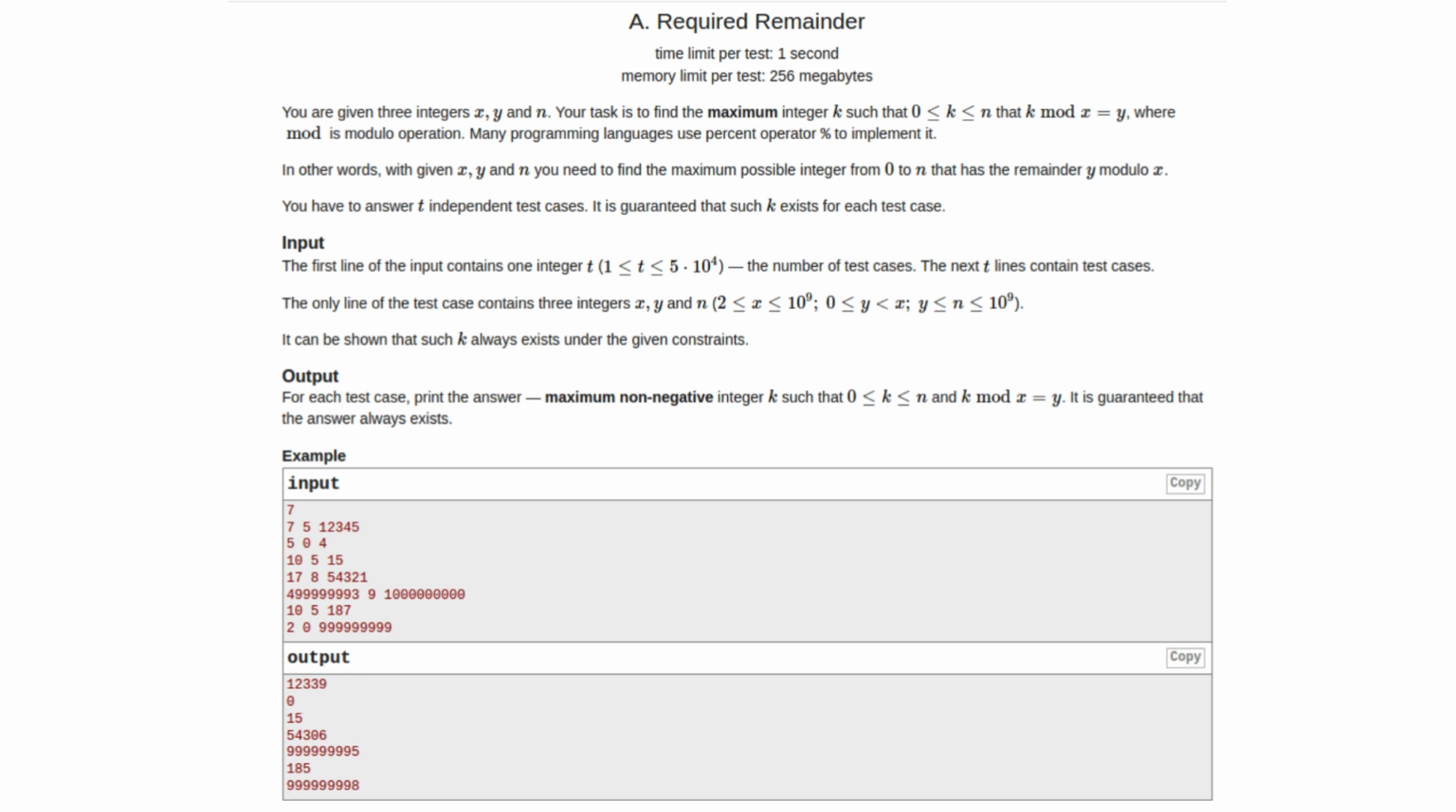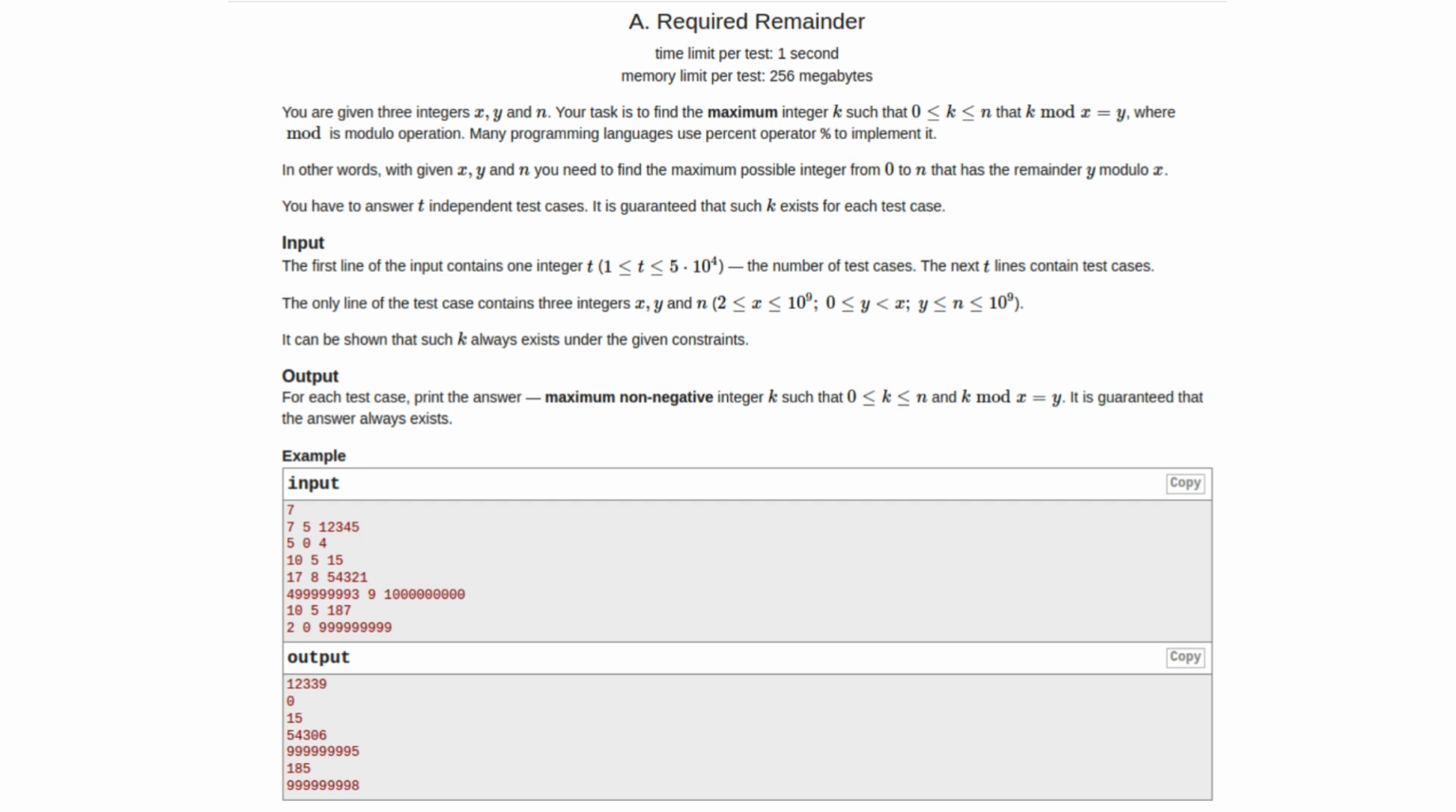Problem overview. In this problem, we are given: 1. An integer x, which is the divisor. 2. An integer y, a small adjustment value. 3. An integer n, the upper limit. We need to find the largest integer k such that k % x equals y, and k is less than or equal to n. If no such k exists, the problem guarantees constraints where a solution will always exist.